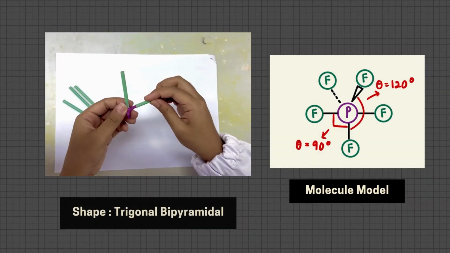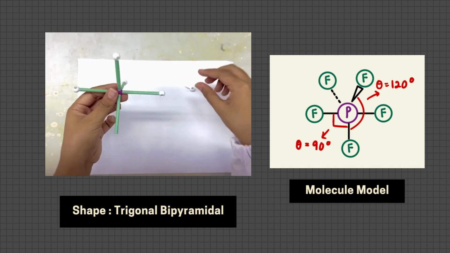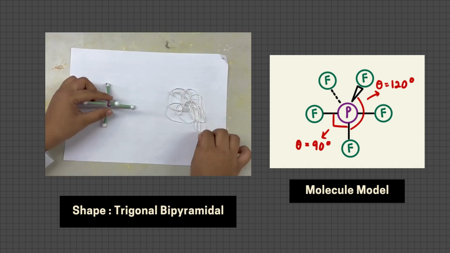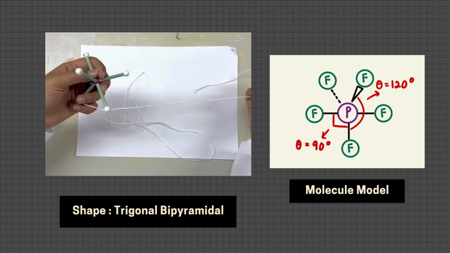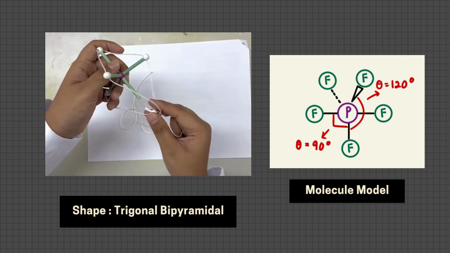So we can see from the video how we constructed our phosphorus pentafluoride model, which then will form the shape of trigonal bipyramidal. So in the molecule model, we can see that there is an intermediate bond angle of 120 degrees, and the smallest bond angle of 90 degrees.